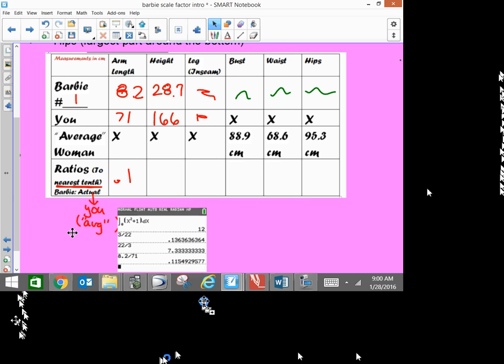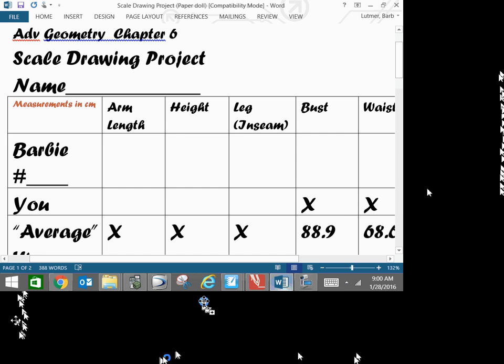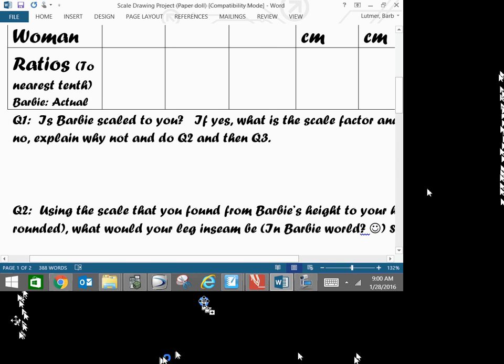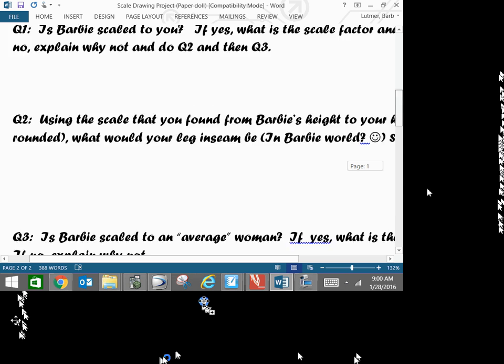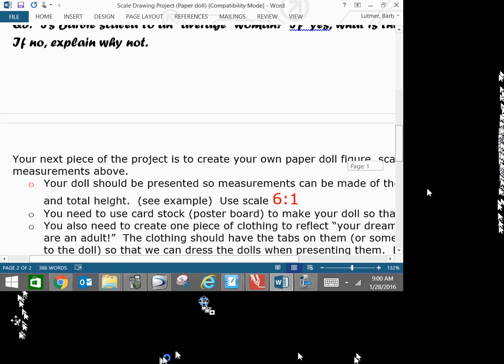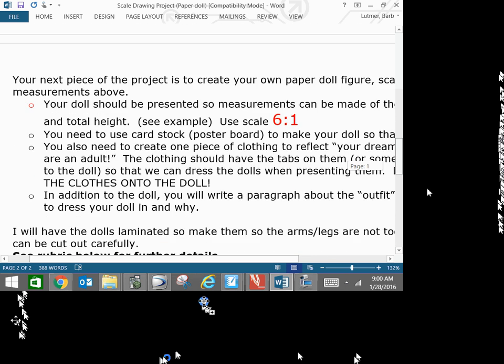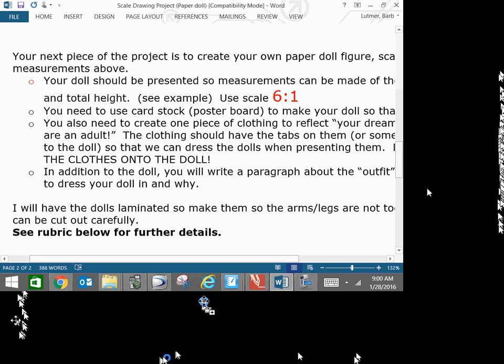And then you have some questions underneath that document that you're going to answer when you're all done with your measurements, which we probably won't get to today. So I'm going to let you measure for a little bit, and then our next piece, which we probably won't get into until next time, is we're going to do a paper doll.